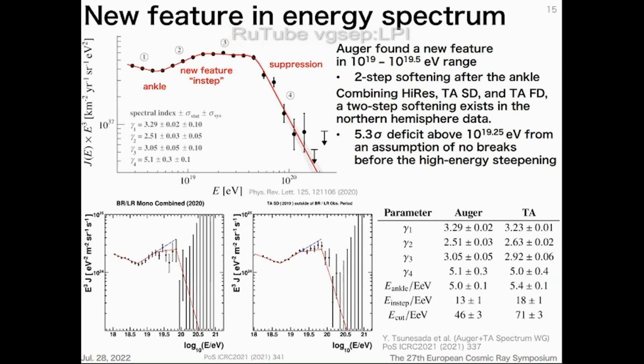And TA also confirmed this new spectrum feature using their data. This is a result using the TA FD spectrum data and the TA SD spectrum data. So this new feature is confirmed in both the northern hemisphere data and the southern hemisphere data. This table summarizes each spectral index and the break energy of each point: the ankle, the instep and the cutoff.